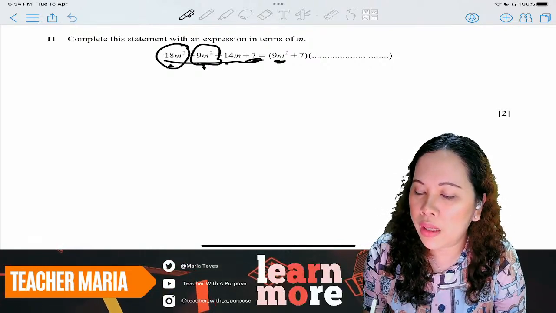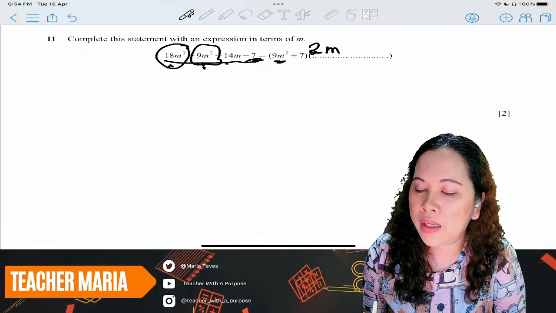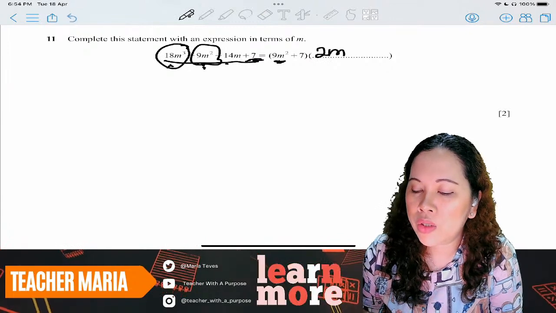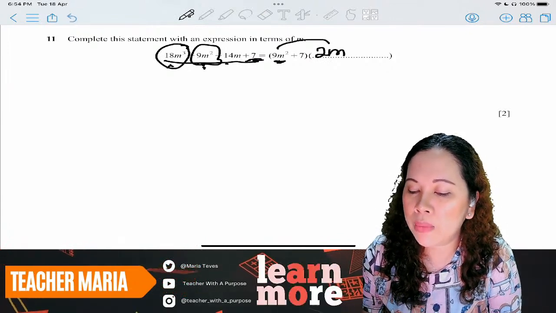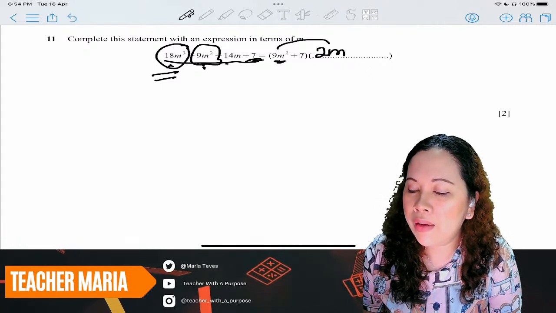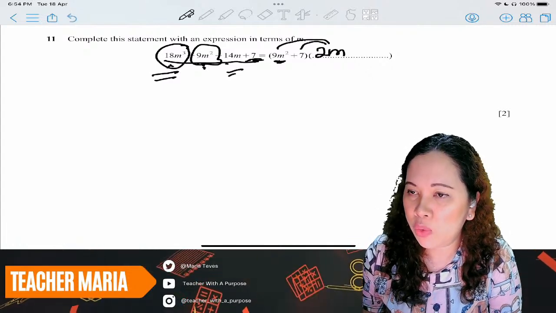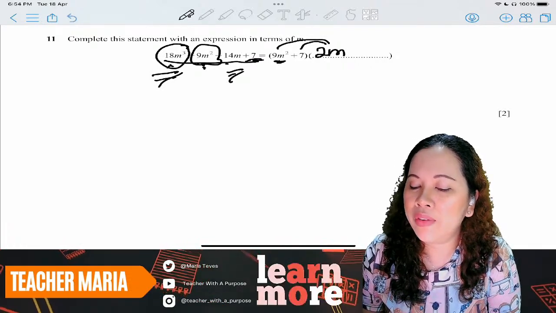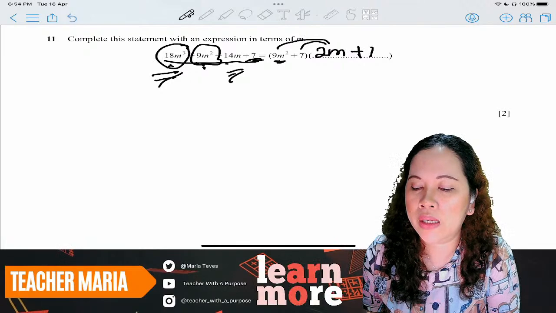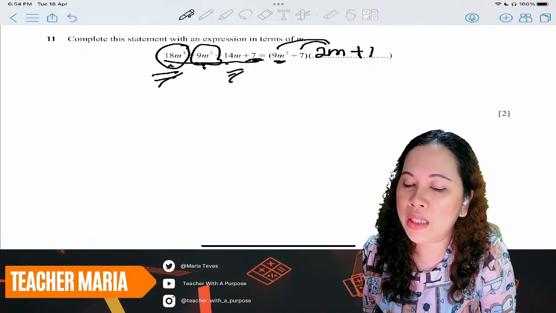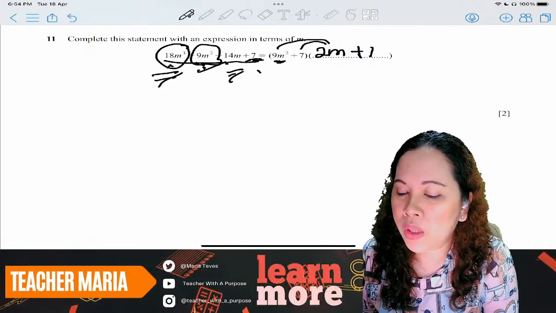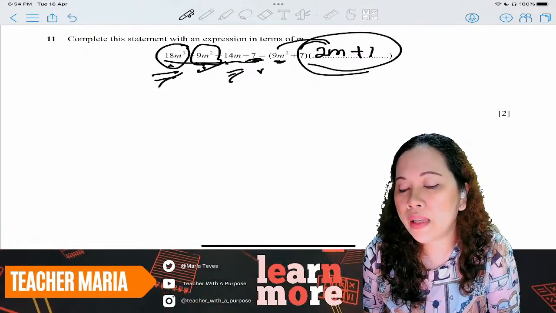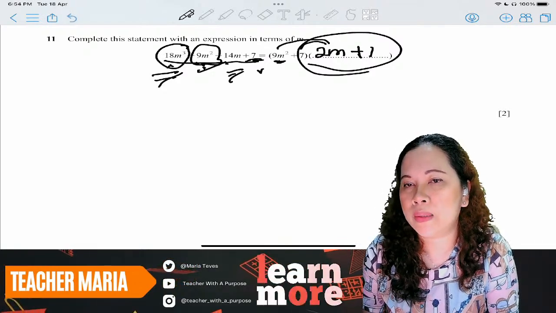Okay, 2m. So 9m squared times 2m is 18m cubed. And then 7 times 2m will be 14m cubed, which is one of our numbers. And since this is only 7 and 9, that means this is plus 1. So 9m squared times 1 is 9m squared, and 7 times 1 is 7. So therefore, the missing expression here is 2m plus 1.